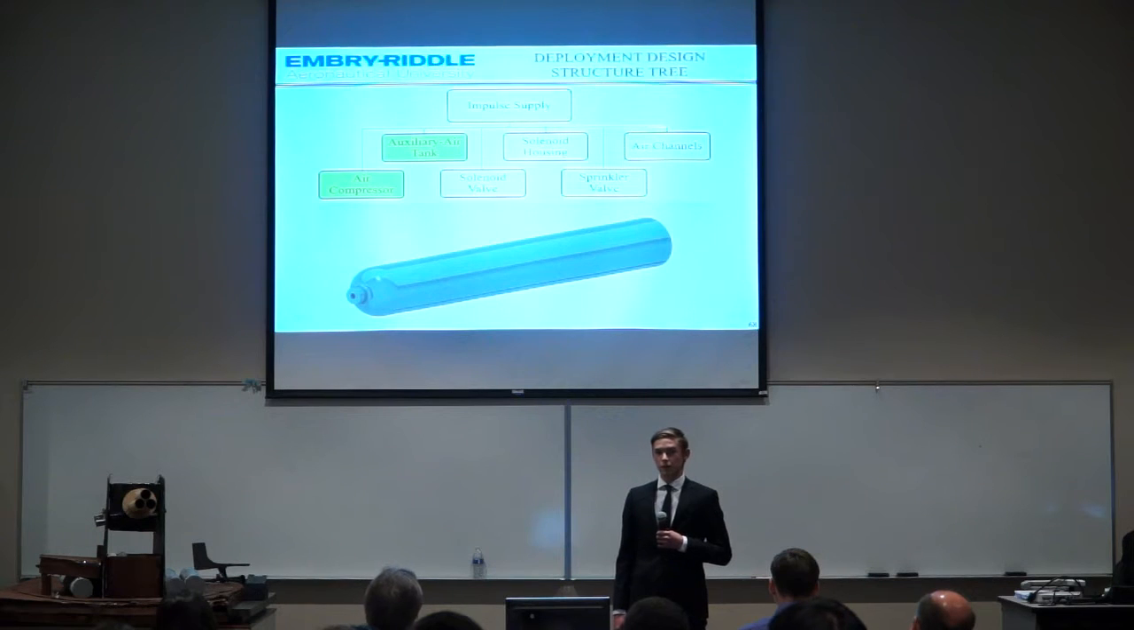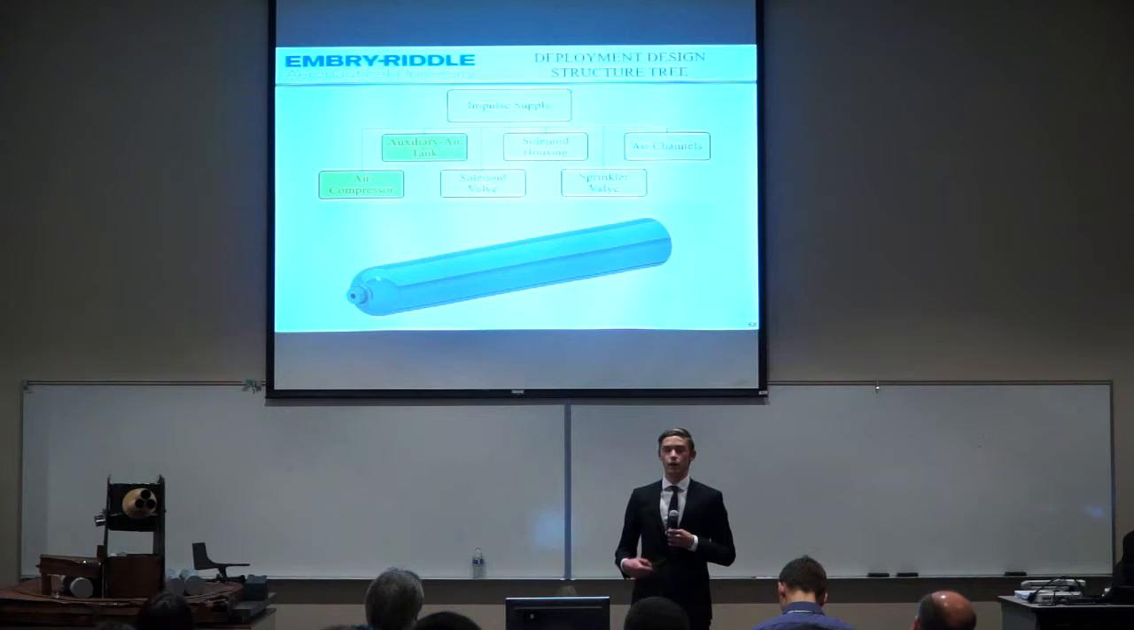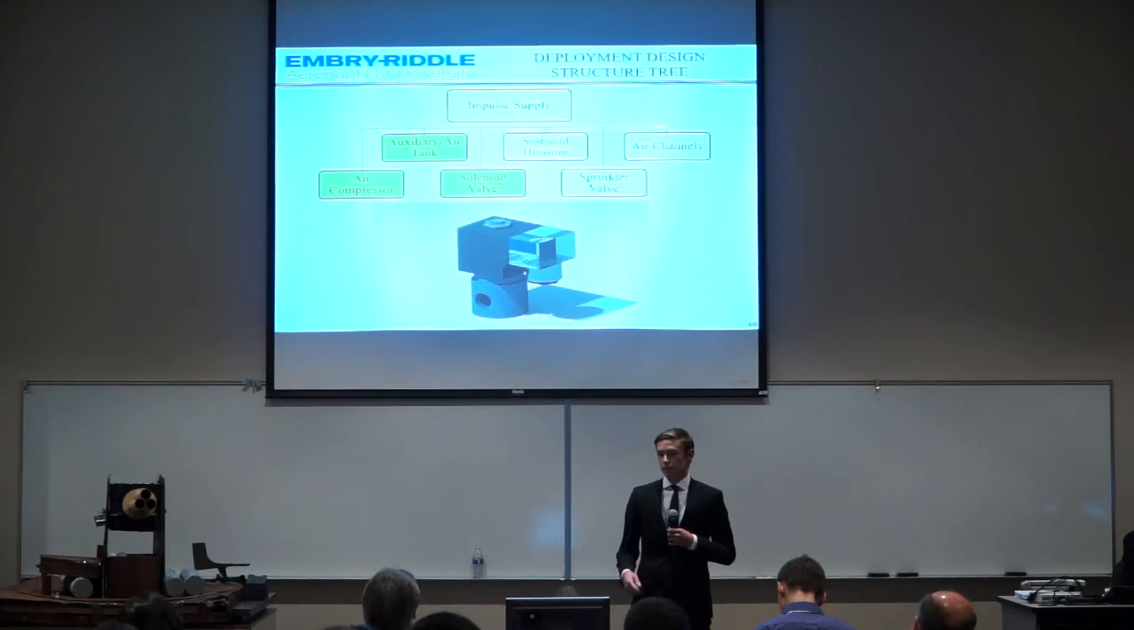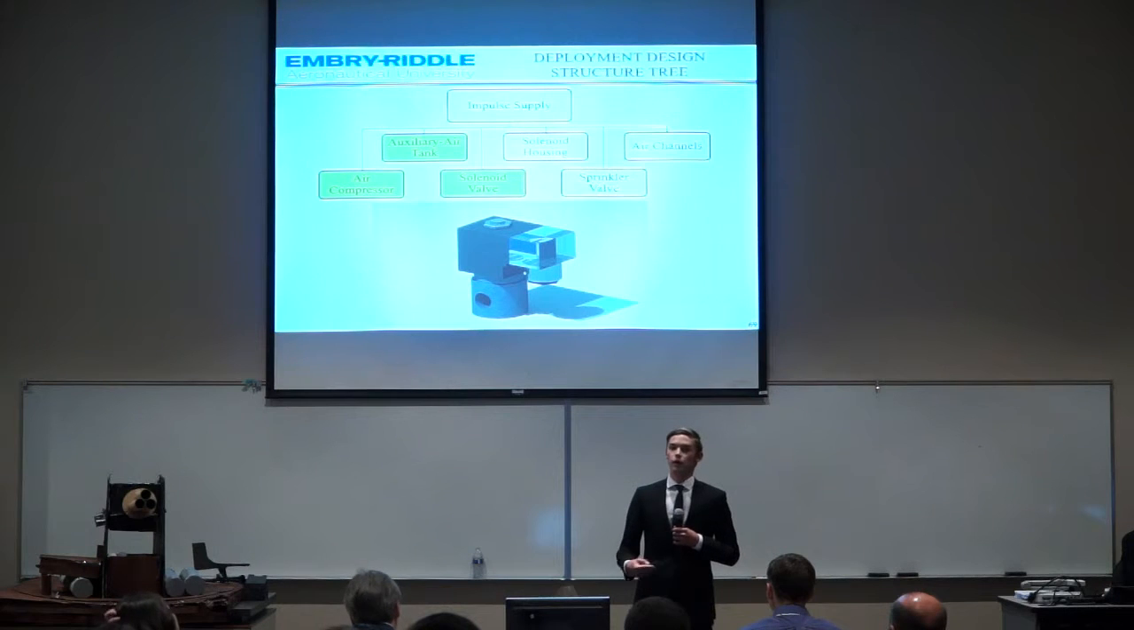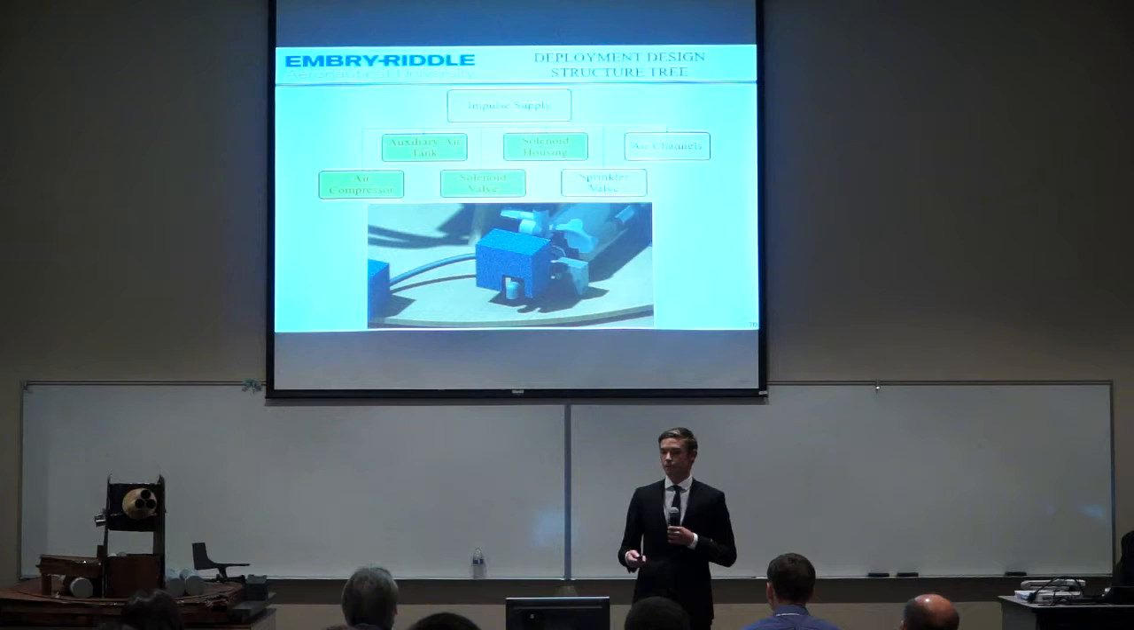The auxiliary air tank is a medical oxygen tank. It is used to store compressed air for each projectile. The solenoid valve is used to open and close the air channels to allow air pressurized from the air compressor to the auxiliary air tank. The solenoid valve also allows air from the auxiliary air tank to bleed out in the event that the pressure inside of the auxiliary air tank is too large.